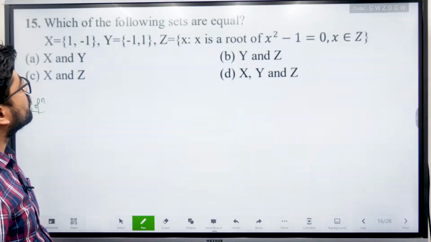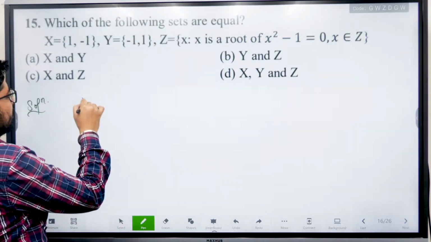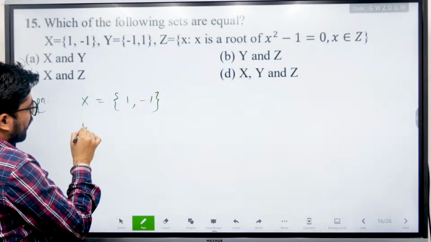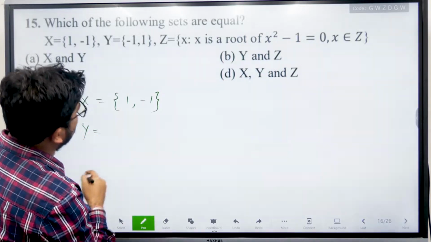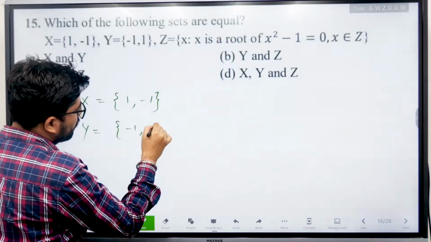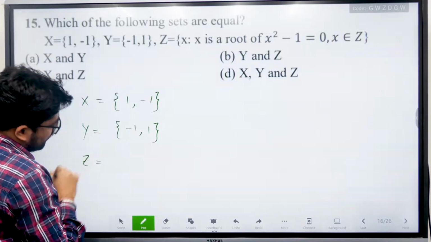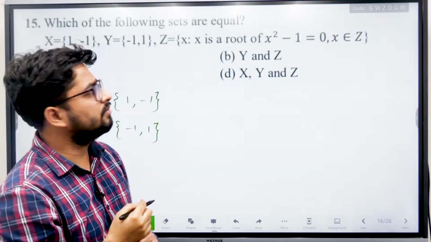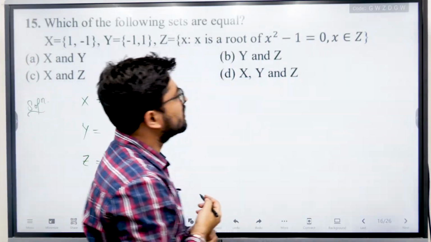Solution. Which of the following sets are equal? So X we already know here, that is 1 and minus 1. Y is equal to minus 1 and 1. Got it? And Z is the set of X such that X is a root of this equation and X is an integer. X belongs to Z, Z means set of integers.